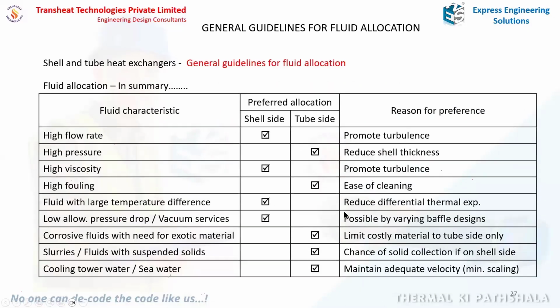Now, this is just a summary of what we discussed for all the various conditions. Shell side allocation for a fluid would be preferred when you have a high flow rate, or a higher viscosity, or a fluid with a large temperature difference, or fluids in low pressure services or with a low allowable pressure drop. And on the tube side, you would prefer to allocate the fluid when it has a high operating or design pressure, when it is a high fouling fluid or corrosive fluid, or slurries, or fluids where you need to maintain certain velocities. So this is a brief summary of what we saw so far.